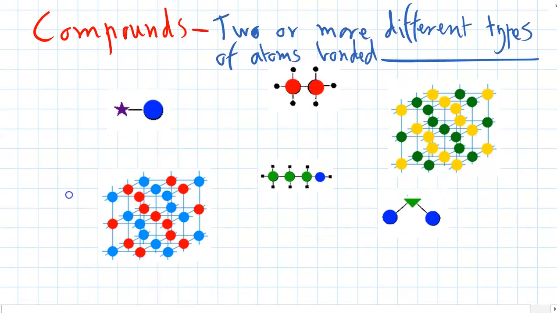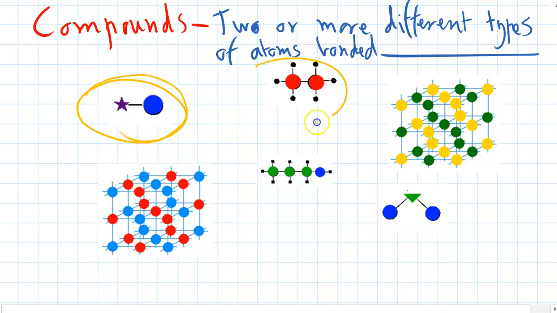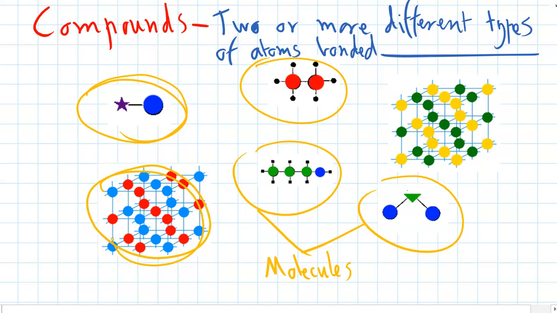Right, so here's an example of a whole lot of different compounds. You can see that some compounds, like these ones, can exist as molecules because they've got only a few atoms bonded together to make a molecule. Other compounds exist in this lattice structure. They're still a compound because they've got 2 different elements there that make them up, but they're not a molecule.